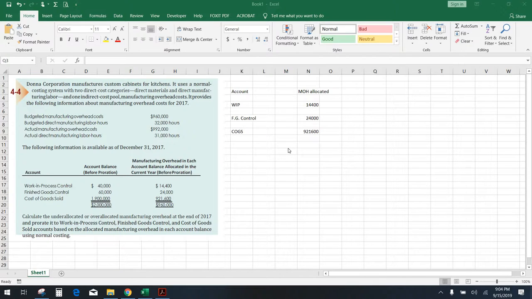Hey guys, I'm going to try to solve one of these allocating overhead problems from chapter 4. This is the try it problem 4.4. It's on page 132 in the book. The problem reads, Donna Corporation manufactures custom cabinets for kitchens.